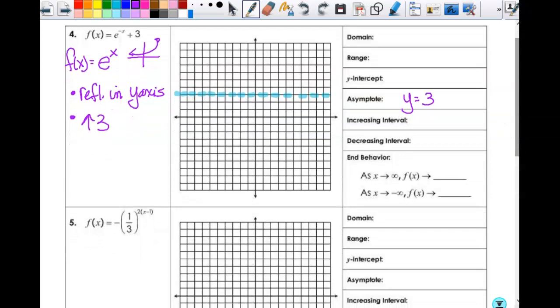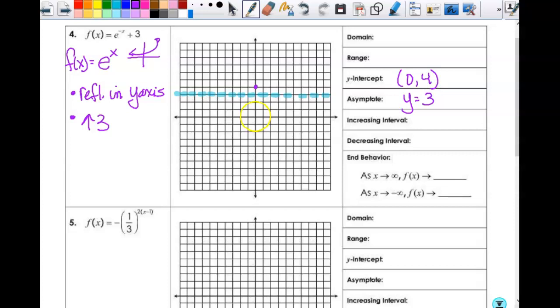So then I go to my parent function. I start at 0, 1. I reflect it in the y-axis. Well, if I'm on the y-axis, I'm not going anywhere. And then I go up 1, 2, 3. I end up right there. Which also means that I know my y-intercept, it's at 0, 4.